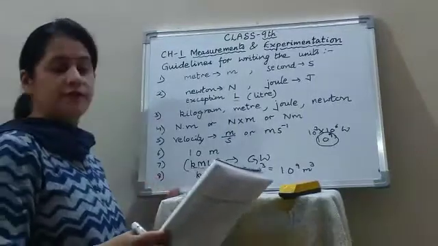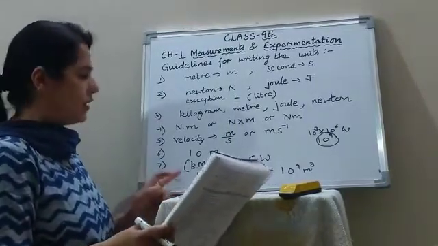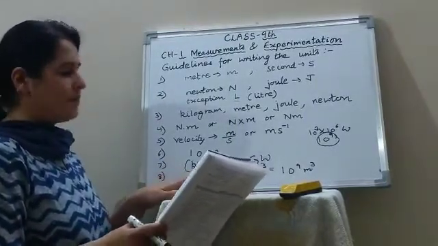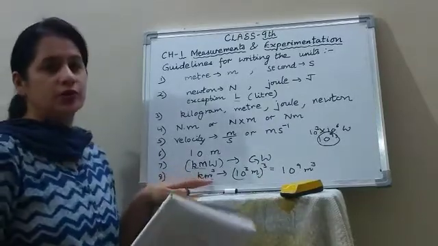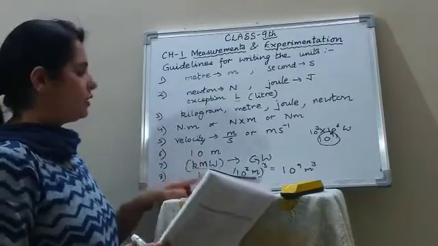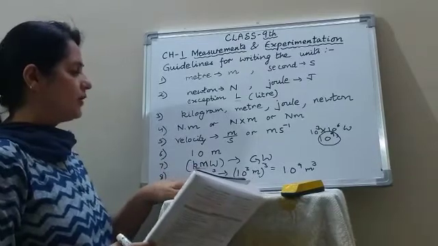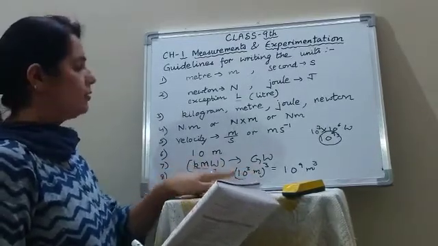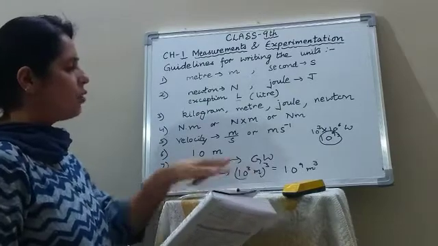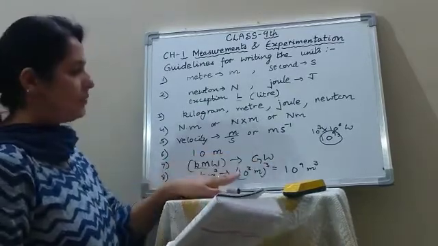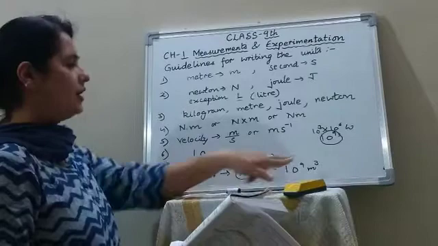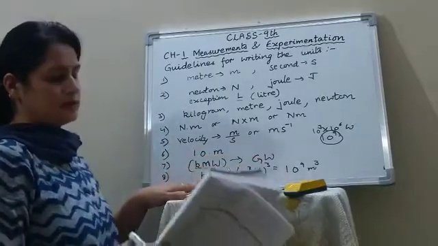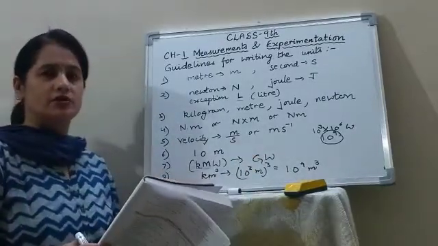And one more thing, the last point: when a prefix is used with the symbol of a unit, the prefix and the symbol combined become the new unit. Like if we are taking the cube of kilometer. Now 1 kilometer is 10 to the power 3 meter. So this will become 10 to the power 3 meter whole cube. That means 10 to the power 9 cubic meter. Okay children, this is all for today.